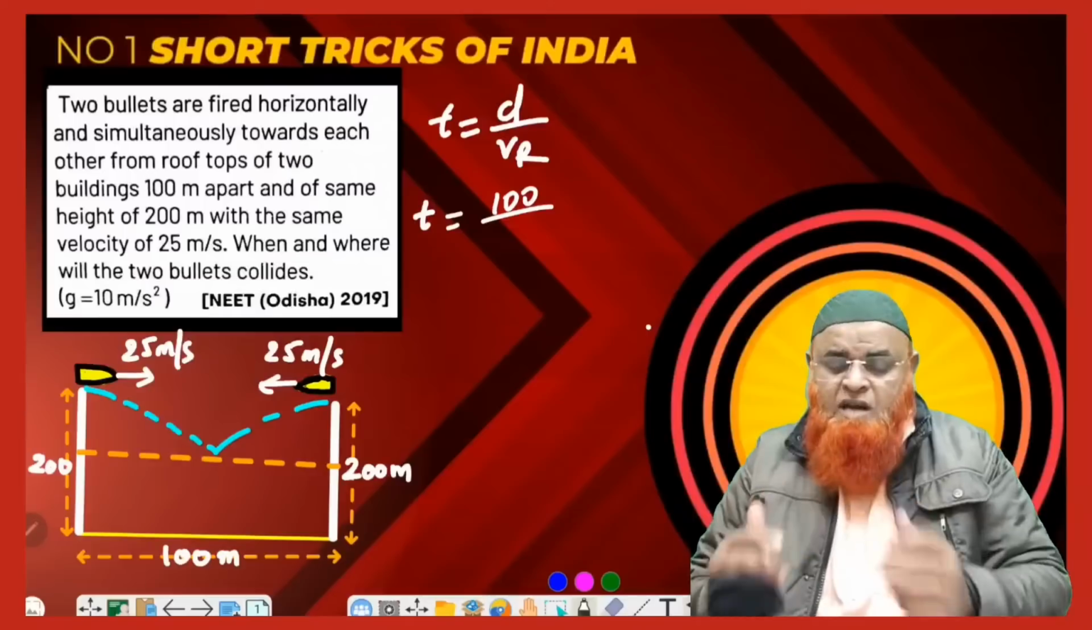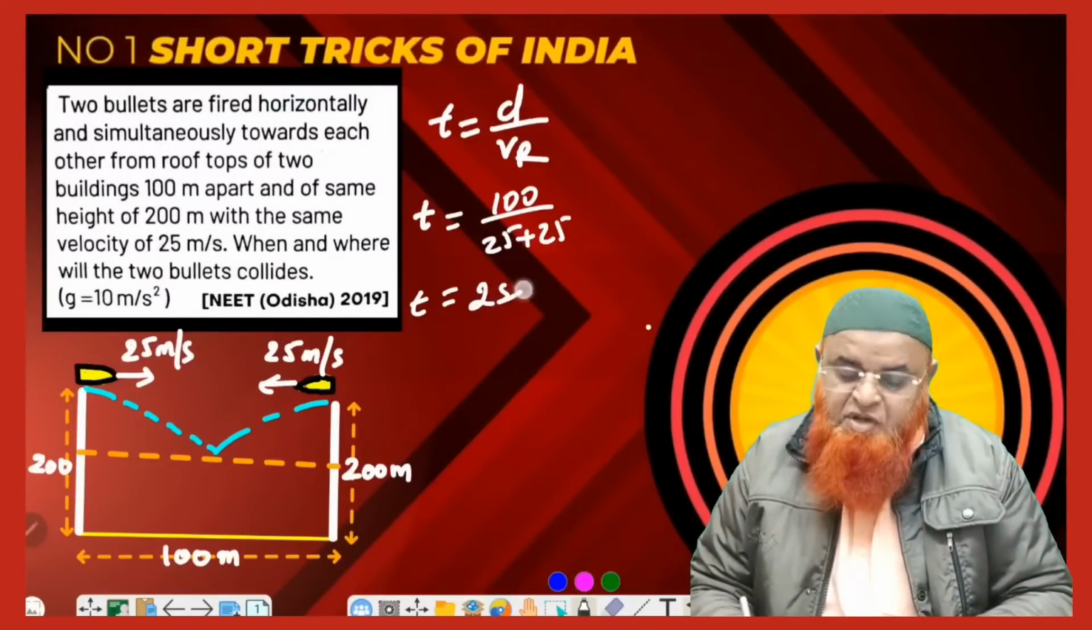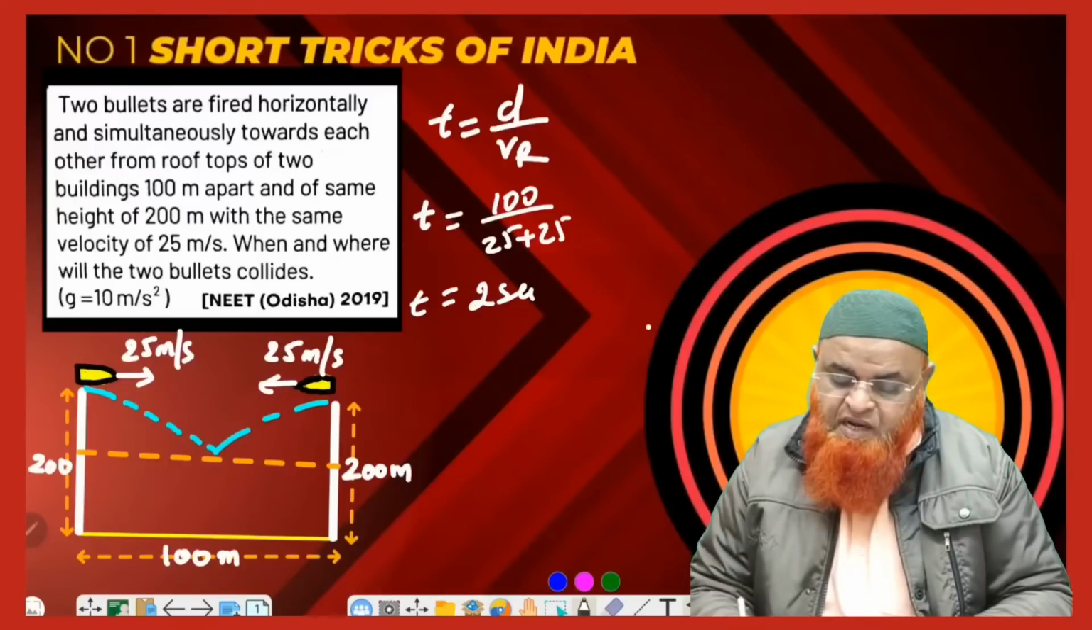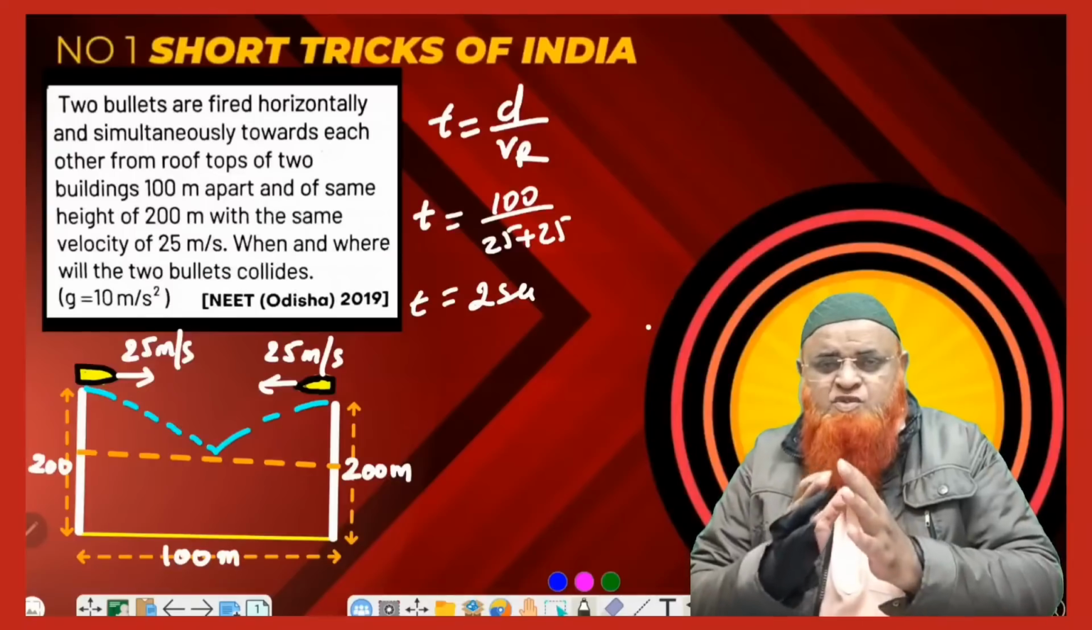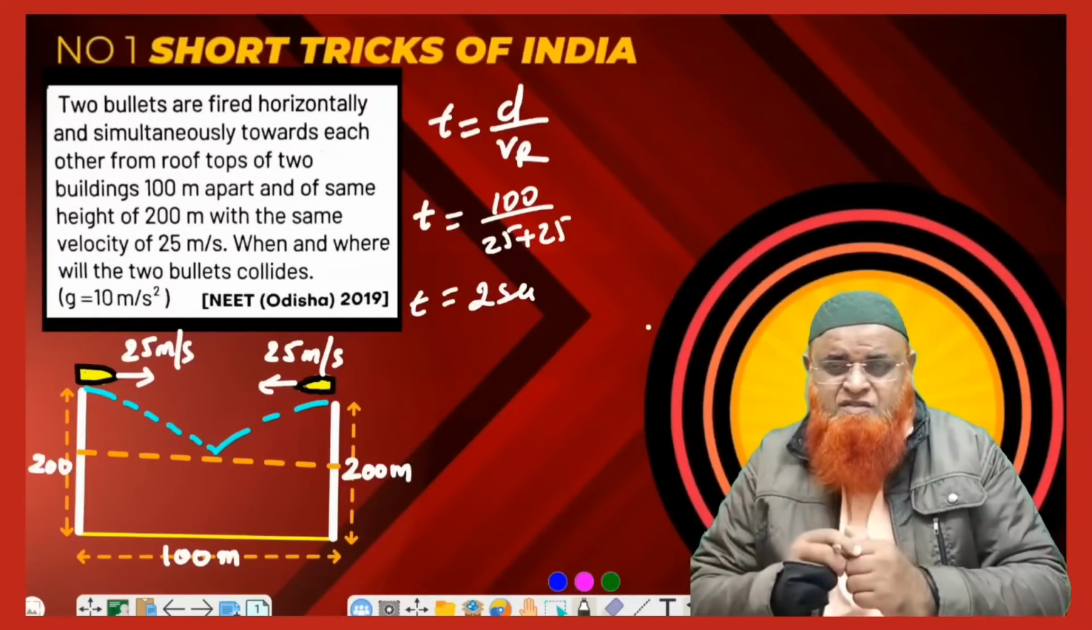And when both are approaching, we have to add their velocities, that is 25 plus 25. Your time is going to be 100 by 50, which is nothing but 2 seconds. So one part of the question has been solved: the two bullets are going to meet after 2 seconds.